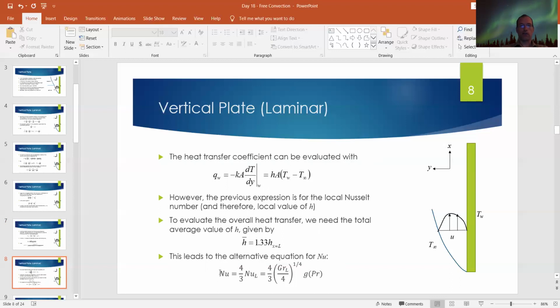So the equation I like to use for the Nusselt number has this additional 4/3 in it, times the Nusselt number at the end. So the Grashof number, again, at the end, at X equals L, over 4, to the 1/4 power, times that same function G for the Prandtl number.